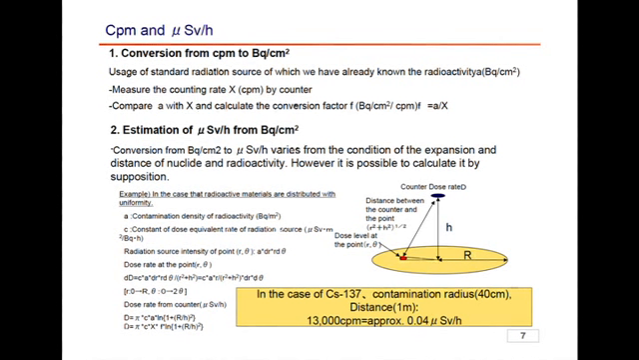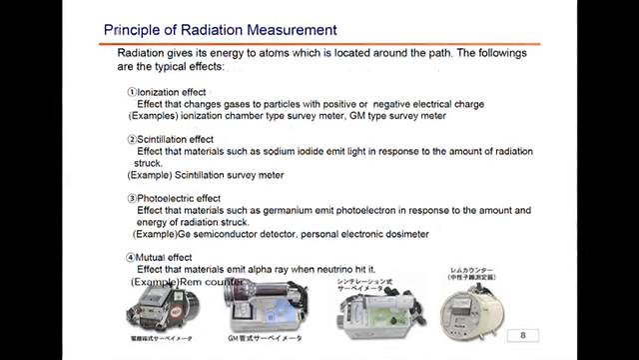Take an example in the case of cesium-137. If you take measurements at the detector's height of 1 meter for the contaminated area of 40 centimeters and detect 13,000 counts per minute, the result is approximately 0.04 microsieverts per hour in the conversion constant. This is, of course, dependent on the type of radioactive materials, the contamination area, and the distance. Next, please. We will now explain how we measure the radiation in plants.